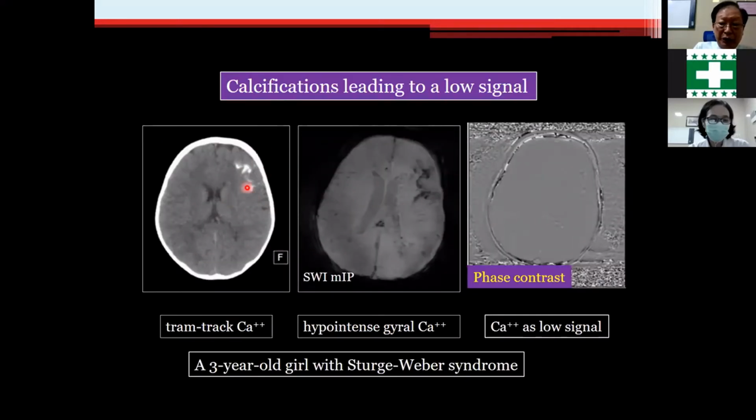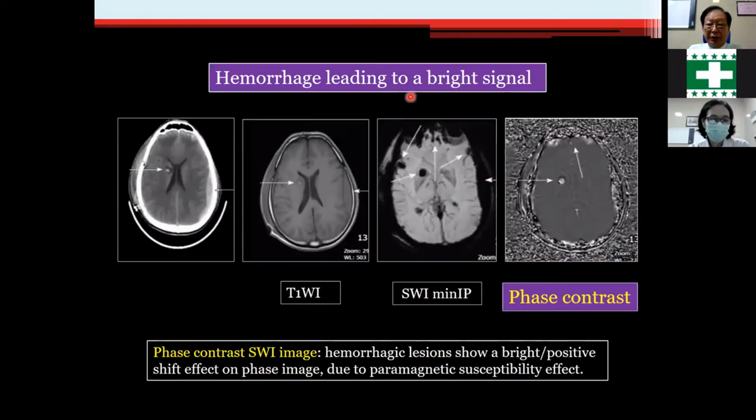Here is a patient with Sturge-Weber syndrome. You see this calcification there. On the MIP image, you see this black line there. But on the phase image, you don't see anything, maybe just a tiny hypointensity. See the hypointensity? That is calcification. Now look at hemorrhage. See this bright spot, hemorrhage.